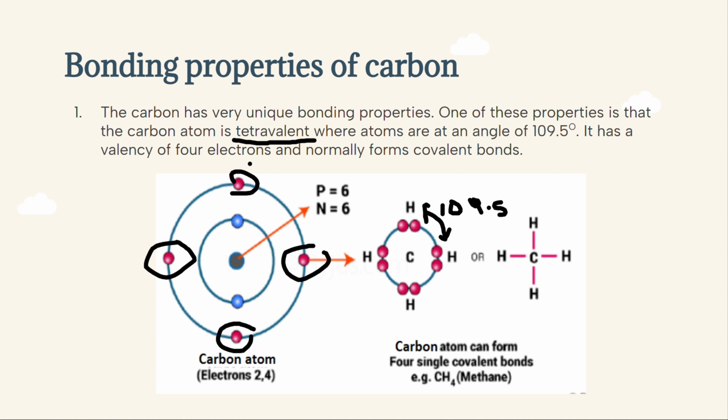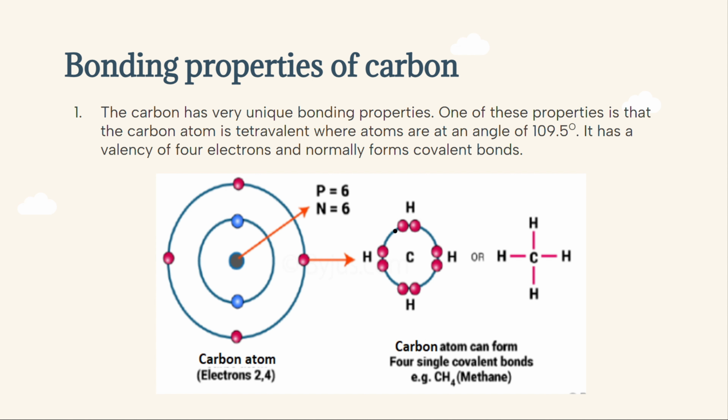Once again, I also say that it has a valency of 4 electrons and normally forms covalent bonds. This right here is an example of methane, CH4. So right here we have, let me just draw it so you can see what's really happening. So carbon would have had 4 valence electrons, 1, 2, 3, 4. That's for carbon. Hydrogen would only have 1 valence electron.